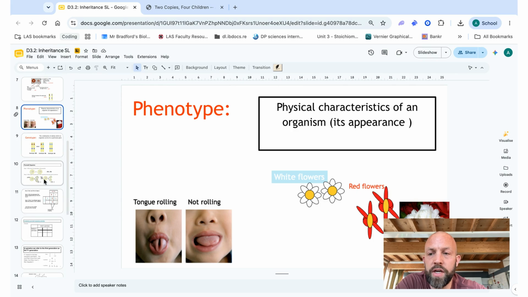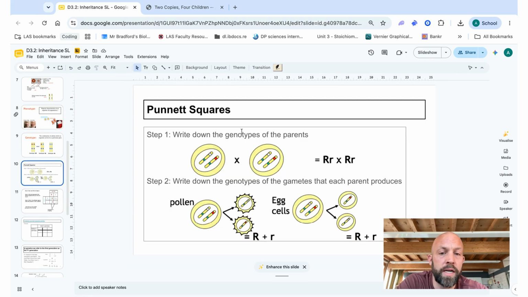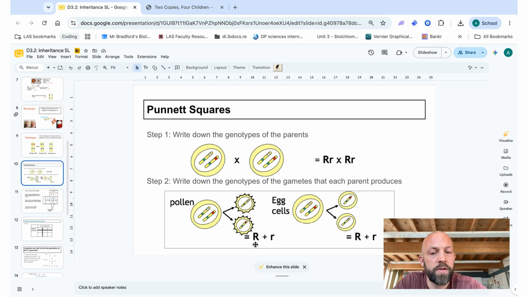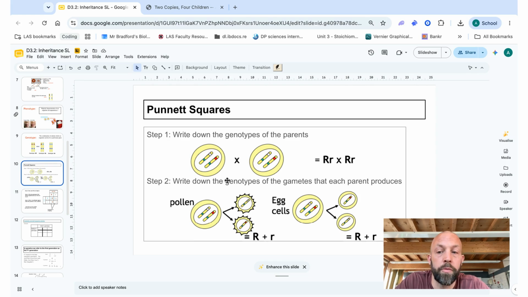Now, when we're trying to figure out what is the possibility of inheritance, we always use something called a Punnett square. And a Punnett square will take, and it's easy to use flowers and stuff with this, the genotypes of the parent. So genotype is like big R, little r. And it will then separate them into the gametes because you only inherit one copy from each parent. But there's a possibility of inheriting big R or little r from this parent.